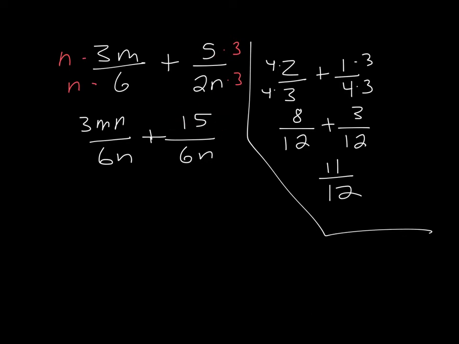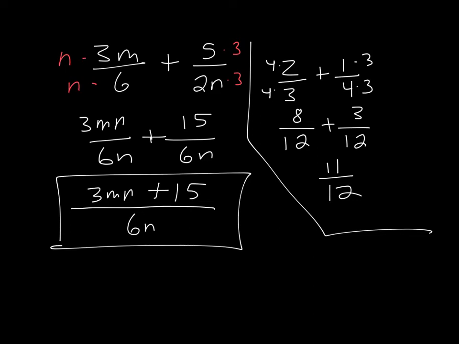And the whole reason we did that is now we can add these two fractions together. They have the same denominator. So it's going to be 3mn over 6n plus 15 over 6n equals 3mn plus 15 all over 6n. Let me write that. You take the numerators and add them together, and you put it all over one denominator, that was the common denominator. That's the answer to that problem.